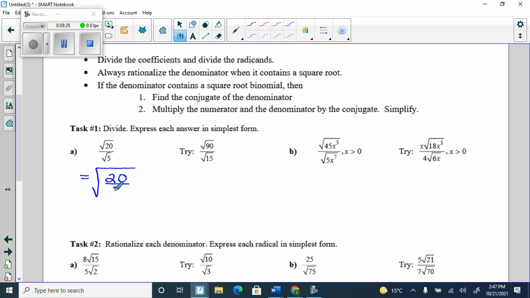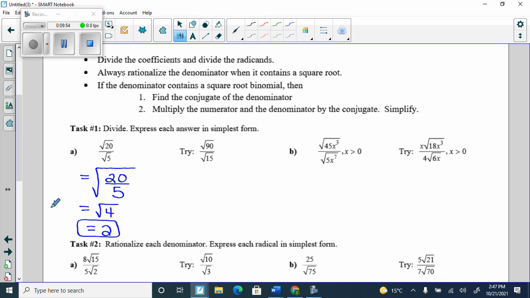Now 20 divided by 5. I only ever write them together if they can go into each other evenly. Can they? Yes. If they can't, I don't write them together, okay? So what's 20 divided by 5? 4. So I get square root of 4, and what's the answer to the square root of 4? 2. Done. This is something you were taught in grade 10, whether you chose to listen to it or not, totally your choice.